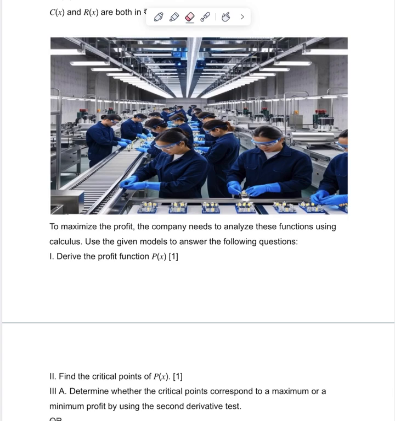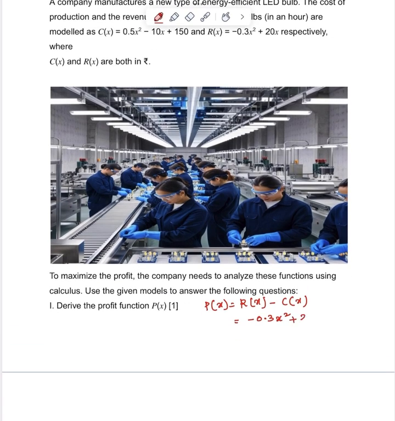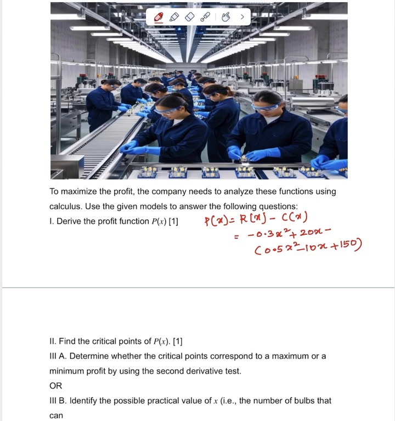First subdivision, derive the profit function P of x. So P of x is equal to R of x minus C of x, which is minus 0.3x square plus 20x minus 0.5x square minus 10x plus 150. On subtracting these two, we get minus 0.8x square plus 30x minus 150.